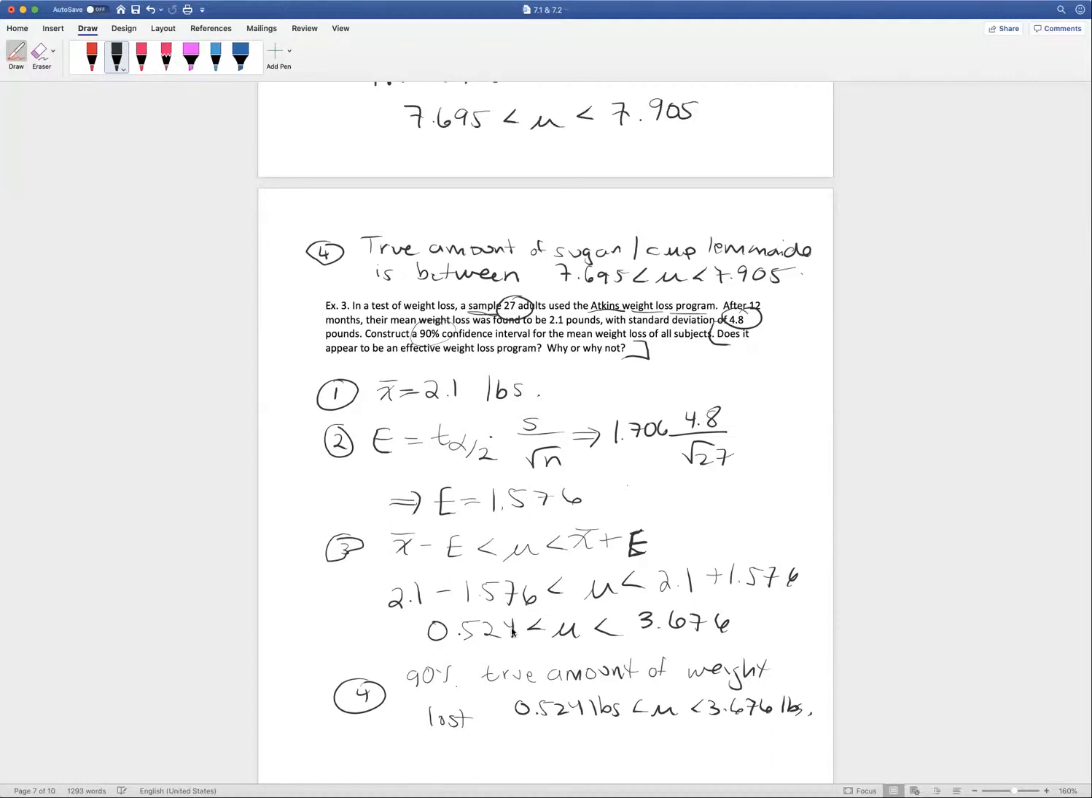But I think if you're paying all this money to go on a diet, does it appear to be an effective weight loss program? You are losing weight, but the amount of weight that you're losing here is minuscule. And remember, this is only 9 out of 10 times. 10% of the time, it's going to be outside of this region. So on occasion you could be losing 4 or 5 pounds, or on occasion the average person is losing 0 pounds, because we're less than 0.524. But in regards to answering your question, does it appear to be an effective weight loss program? No. Half a pound for an intense weight loss program is not meaningful weight loss. So this is it for chapter 7.2.